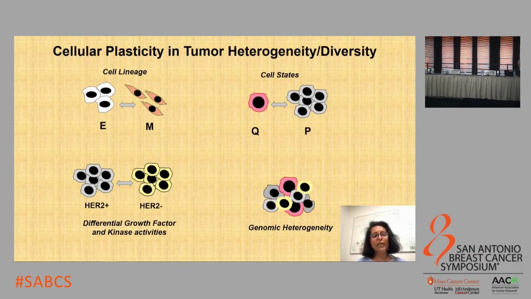Tumor heterogeneity comes in many flavors. There can be differences in cell lineage, where epithelial tumor cells coexist with mesenchymal tumor cells. There can be differences in proliferation, where proliferative cells coexist with quiescent cells. We can also have differences in growth factor signaling and kinase activities in these tumor cells.